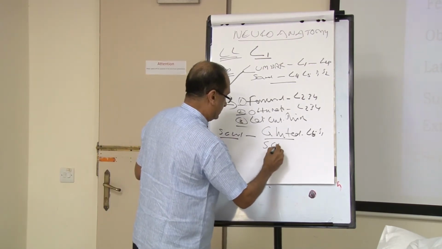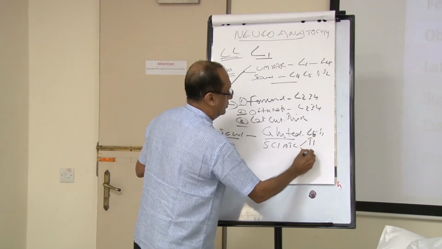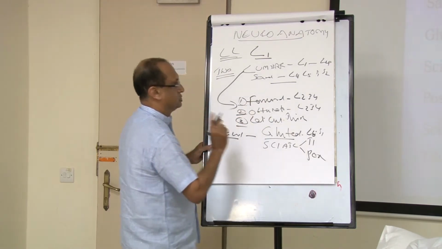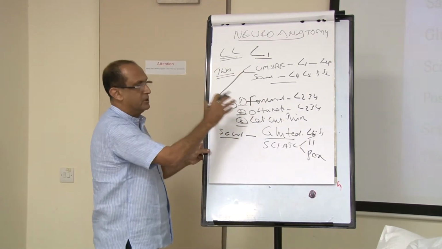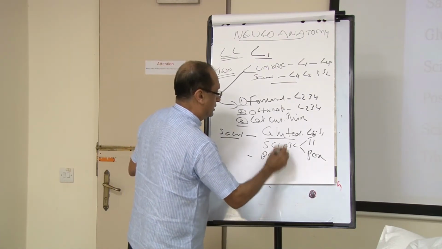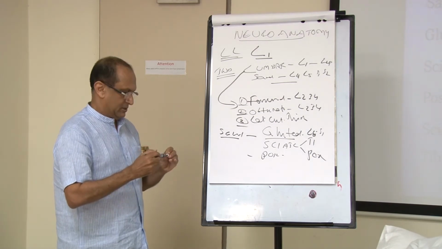Then comes the sciatic nerve: the tibial nerve and the peroneal nerve. That is L4, L5, S1, S2. All the roots of the lumbar plexus will be involved in this one. Then comes the posterior cutaneous nerve of the thigh. These are the three nerves you have to remember in the sacral plexus.